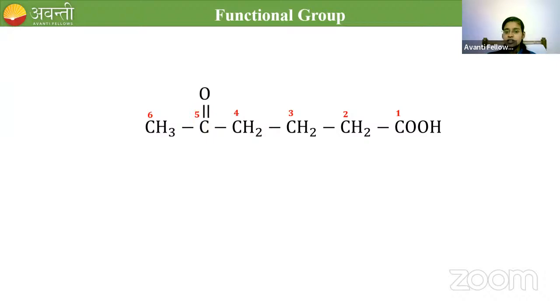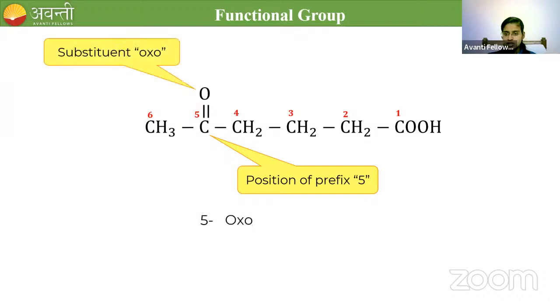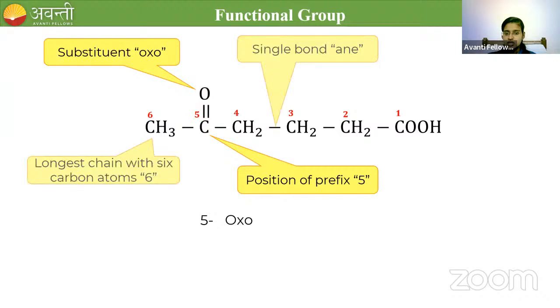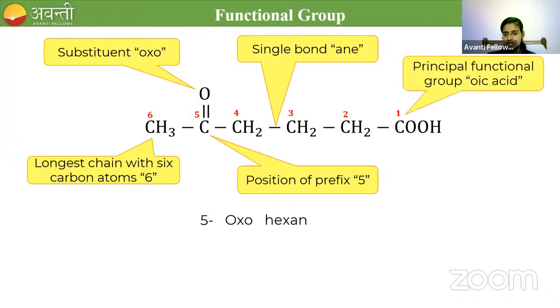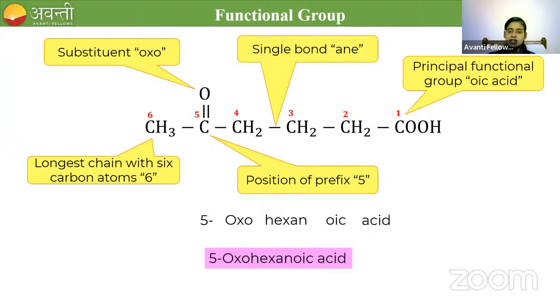Now the position of the substituent is 5. So it is 5-oxo. And all the carbons have only single bonds, and there are 6 carbons. So the root word will be hexane, oic acid. 5-oxo hexanoic acid is the name of this compound.